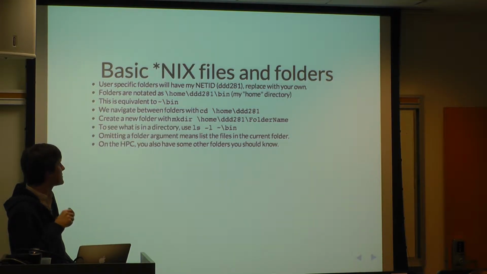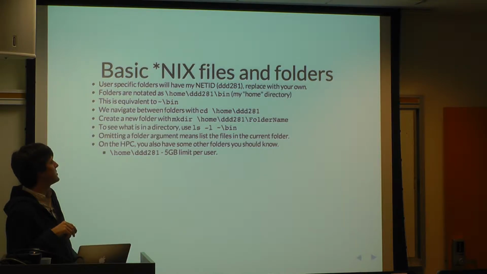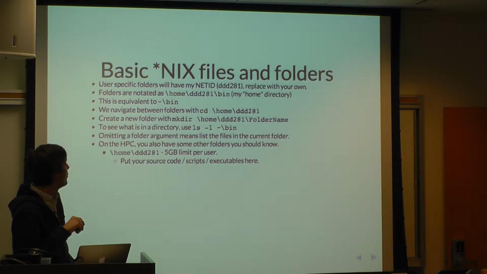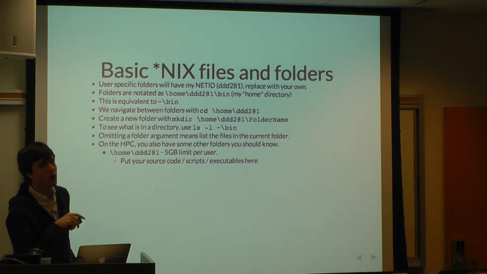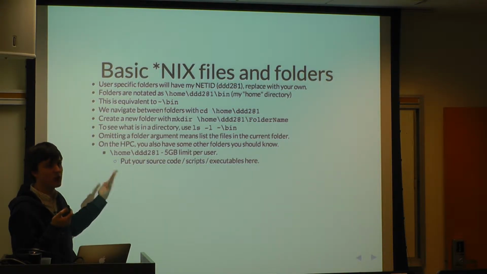On the HPC, though, there are some specific folders that you should know. So your home directory has a size limit of 5 gigabytes. This is pretty big, but you could conceivably use that without too much trouble. What you want to put in here are things like source code, scripts, and also executables. And if you need to install any extra software, you're supposed to install it in home, which I actually didn't realize was the case. I did it and thought I had done it wrong, but actually this is the correct place to install extra stuff if you need it.